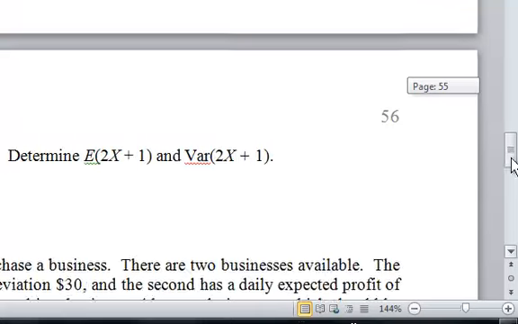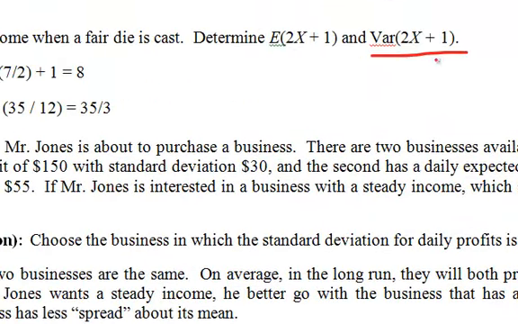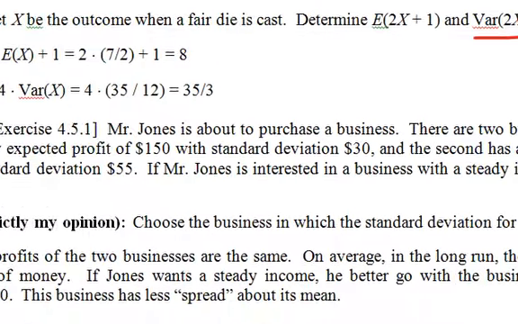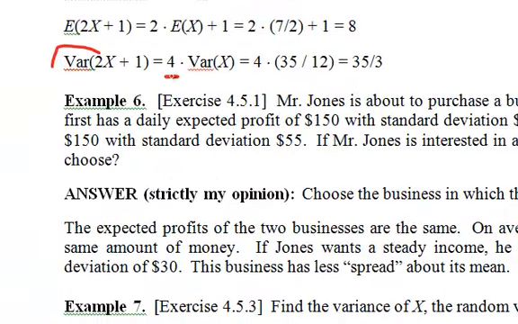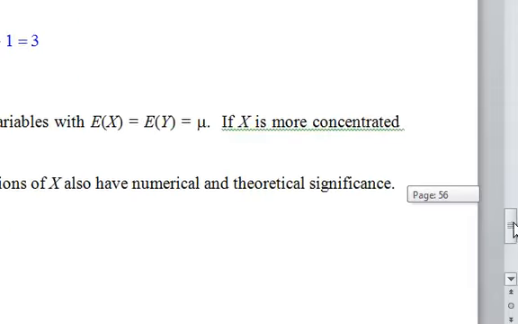Do I have anything else here? Oh, just a few more examples. Because of what we just said about variance, if I want the variance of 2x plus 1, that constant is going to come out front squared, so it's 4 times the variance of x, and then the variance of 1 is 0. So just a few more examples. Expected value, variance, expected value, variance.